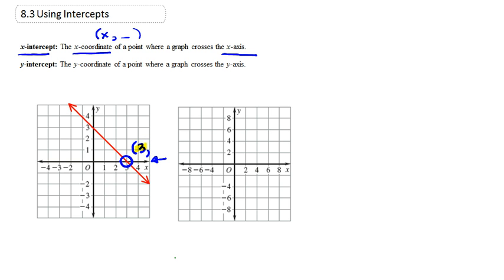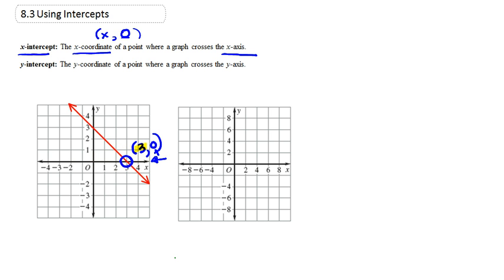Now what's the y-coordinate for this point here that happens on the x-axis? Well, it has to be 0 because it's crossing the x-axis. Any point where a line crosses the x-axis is going to have a y-coordinate of 0. So we're going to put this as 0. It's always going to be true. X can be any point along this line where the line crosses this axis.